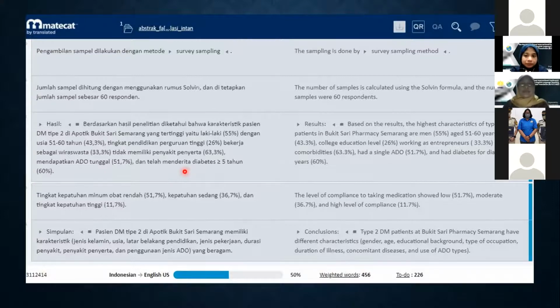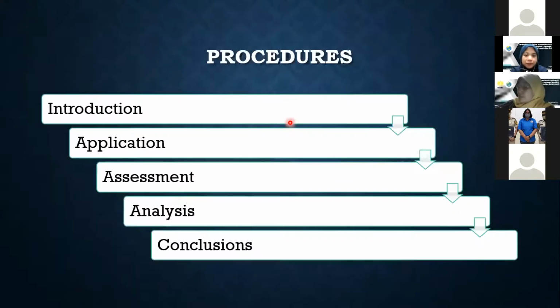And then the translator can monitor their work here, how many words they have to do more, and how many percent of the work is done. And if they want to leave this work temporarily, they can, MateCat will save it automatically, so the translator can come back to their work whenever they want.